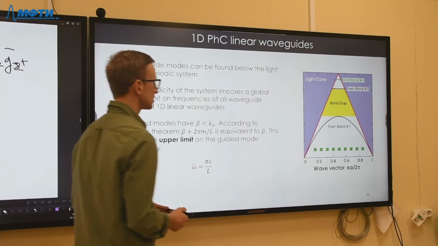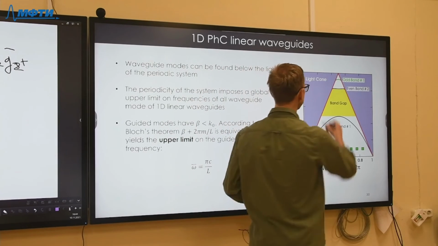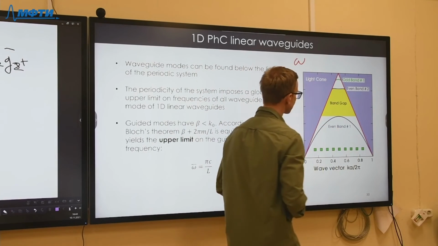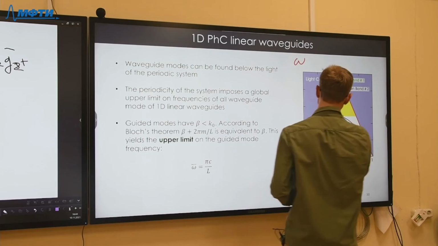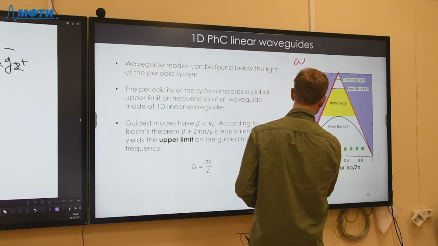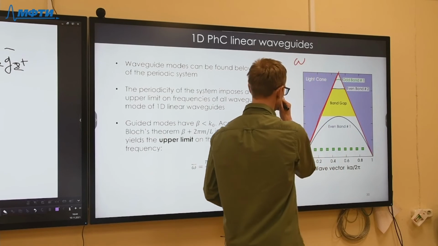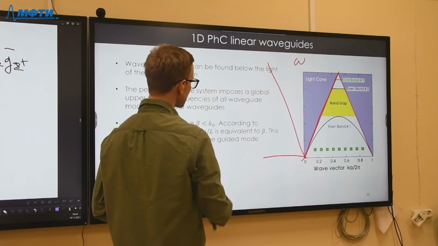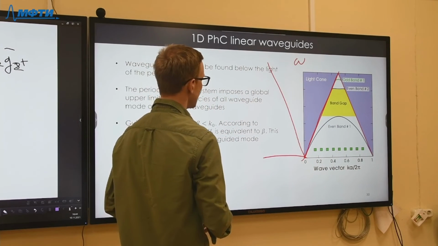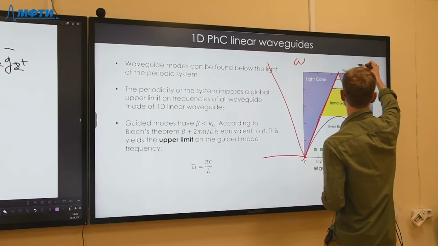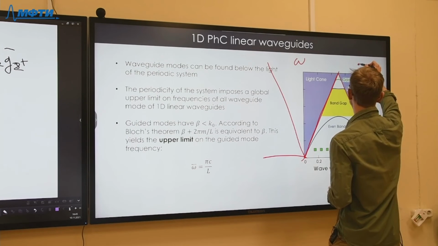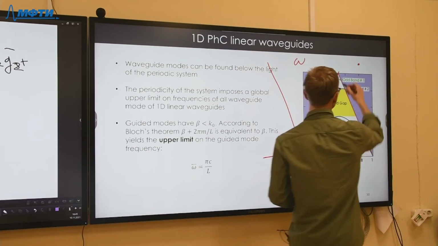Okay, let's say this is our wave vector, this is frequency, and this is the light line. And there is another light line going this way. And let's suppose I can have a guided mode solution above this critical frequency somewhere here, okay?